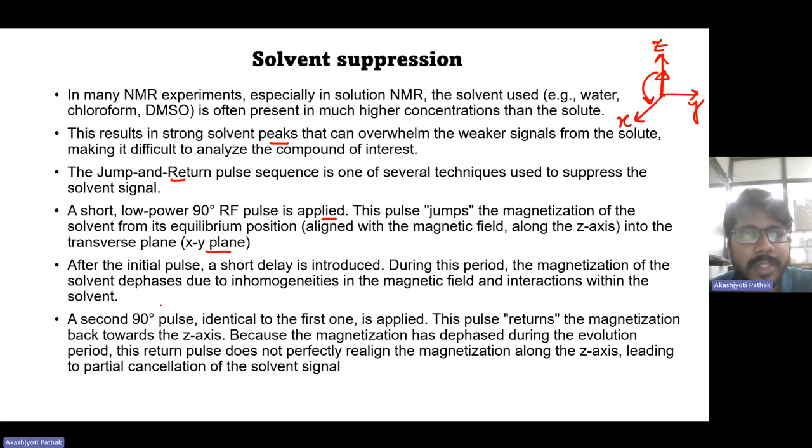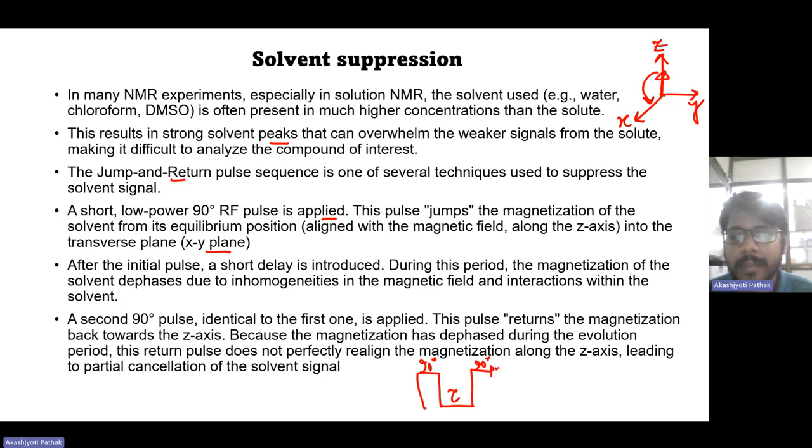And then, in this short delay, because the solvent molecules are present in higher amounts than the sample, they will start dephasing out. After this short delay, what we are doing is applying a 90-degree pulse. We give a short delay, tau. For example, consider a tau delay is applied, and then again we apply a second 90-degree pulse.